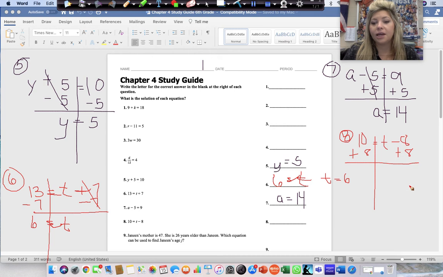Negative 8 plus 8 cancels because it's a 0 pair. We bring down our t. And then we've got 10 plus 8, which gives us 18. So 18 equals t or t equals 18. Either one of those would be correct. We do like it more when the variable is on the left side. So t equals 18 would be the best option, but it's the exact same as saying 18 equals t. It really doesn't matter which side your variable is on.